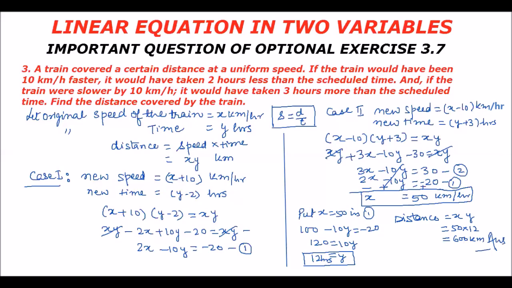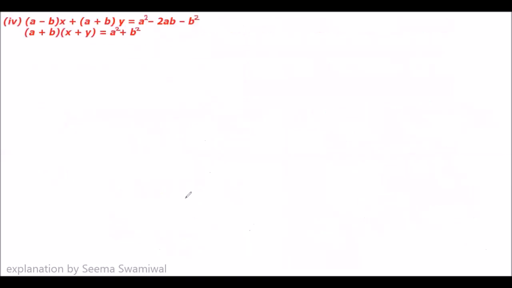Let's move to the next very important question of the exercise. This is question number 7 and its fourth part we are starting here. Now children, this is the system of equations. First equation and the second equation, both are given to you. He wants you to solve.